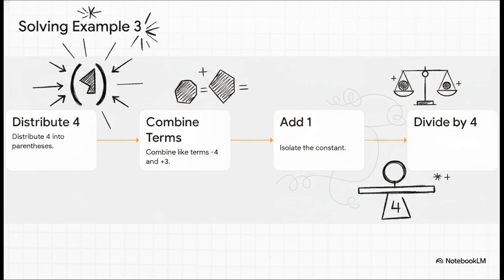Even on the longest, most intimidating equations, you don't panic, you just follow the checklist. First, you distribute the 4 into the parentheses to clear them out. Then, you look at the terms on the same side and combine them, like grouping a -4 and a +3. Suddenly, this massive equation shrinks down into a tiny, super manageable problem. You isolate your constant by adding 1 to both sides, and finally isolate your target variable by dividing by 4. Just like that, you've conquered a comprehensive multi-step equation.